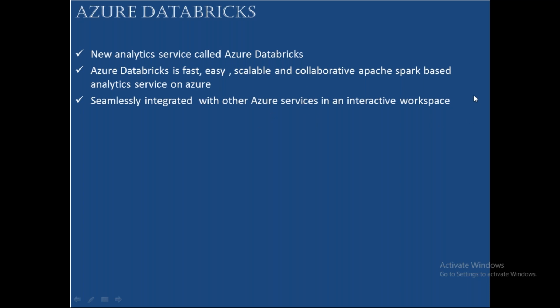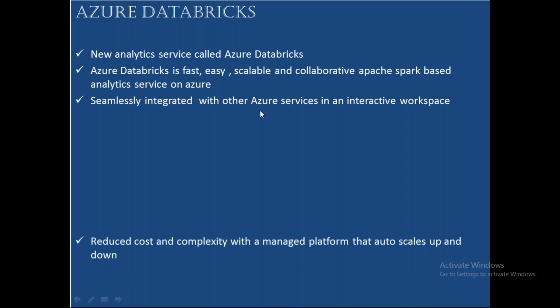But with this particular Azure Databricks, you can directly connect to the different Azure services. For example, you can connect to Data Lake Gen 1, Gen 2, Blob Storage, SQL Database, Cosmos DB, anything you can connect directly. Not only Azure services, you can also read data from AWS S3 and AWS Redshift. All those things we are going to see.